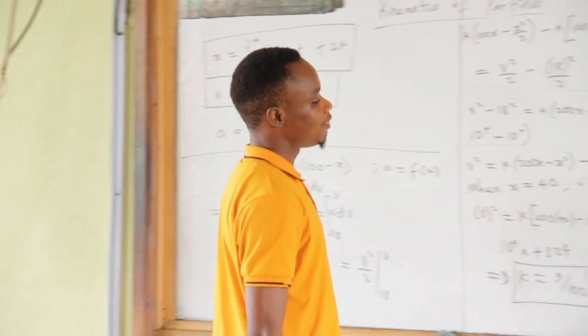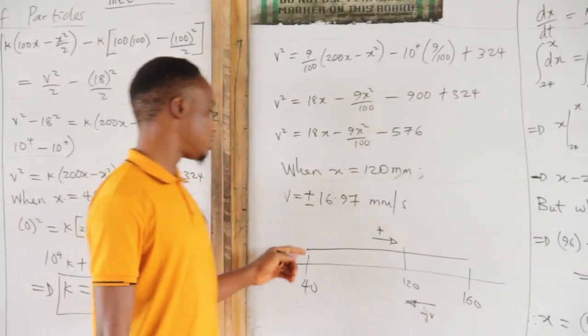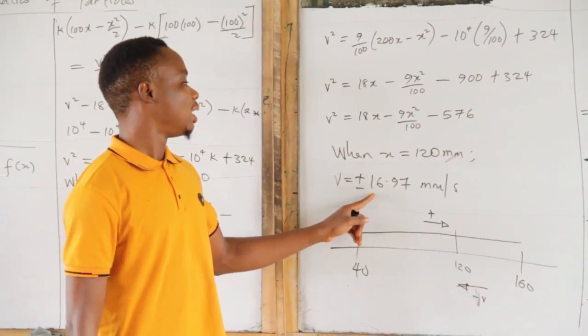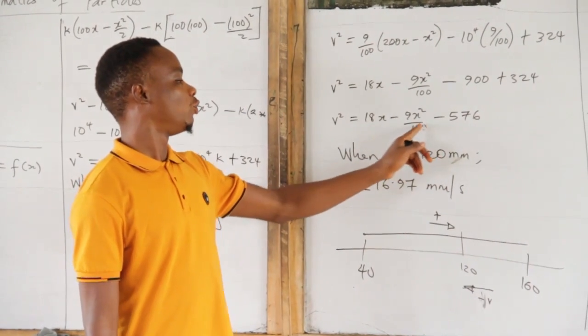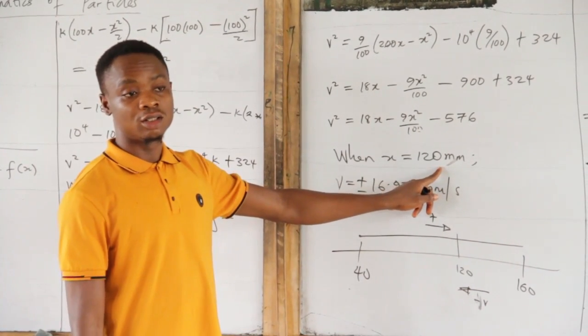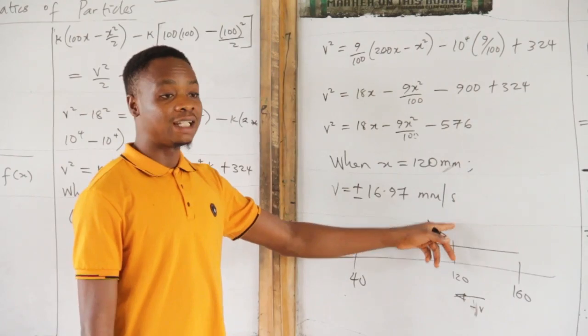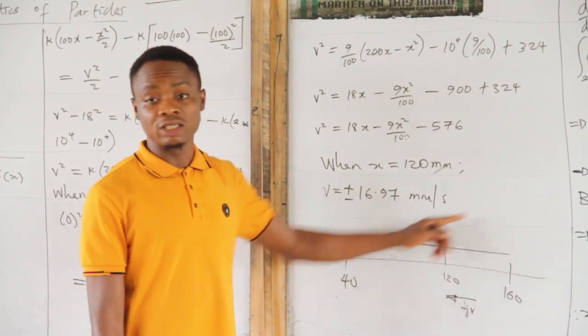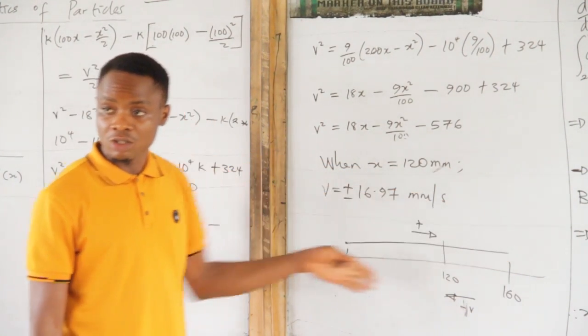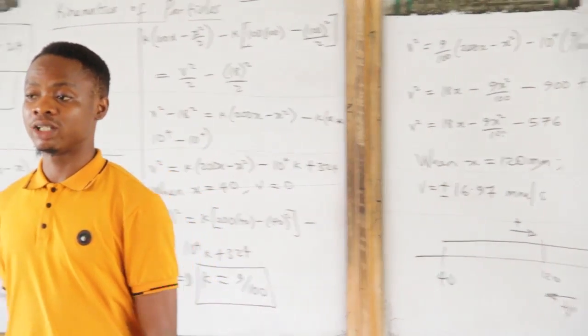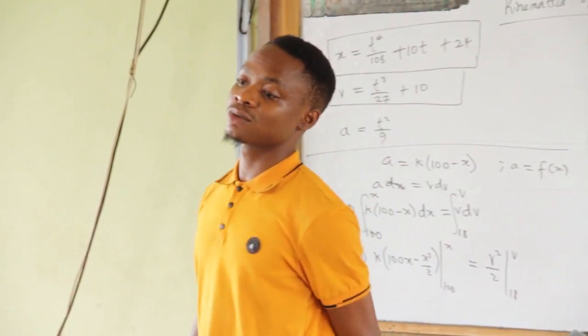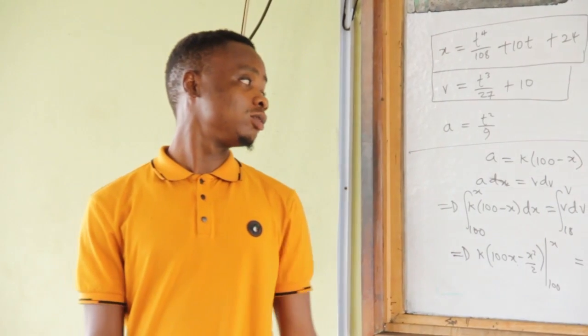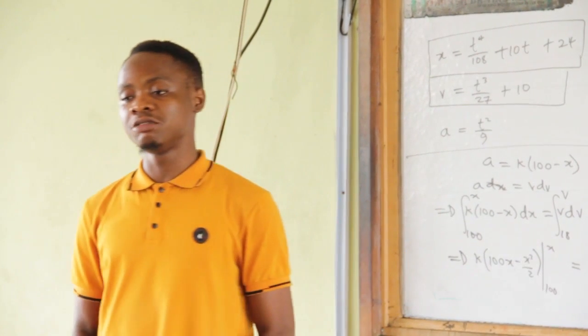Yes, so far it is oscillating. It's still a plus or minus, and the reason we are doing that is because we are dealing with position. At this position, it might be going this way at that instant, or it might be coming this way at that instant. So we don't know which one. We just want to get x equal to 120. So it could be positive or negative.